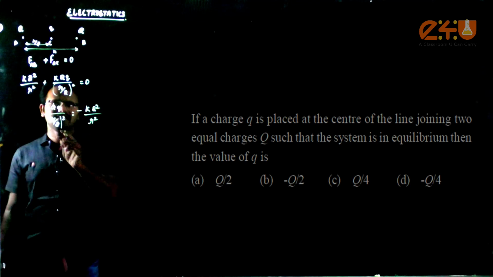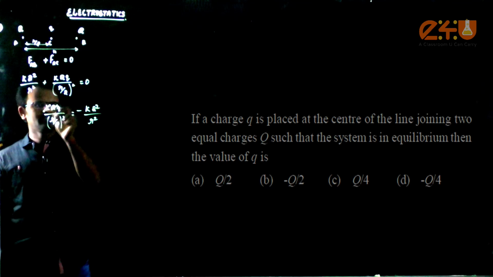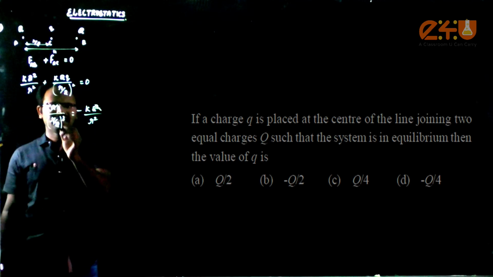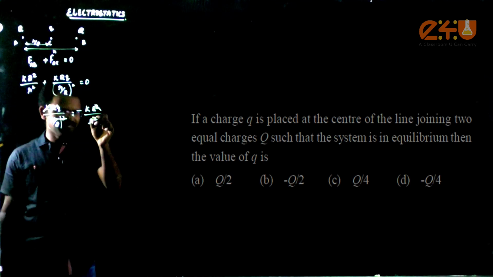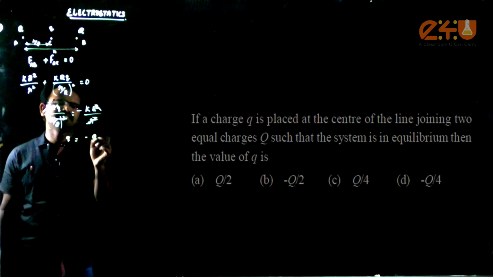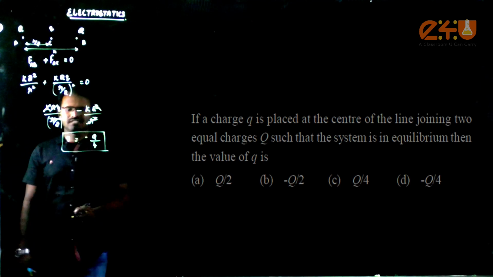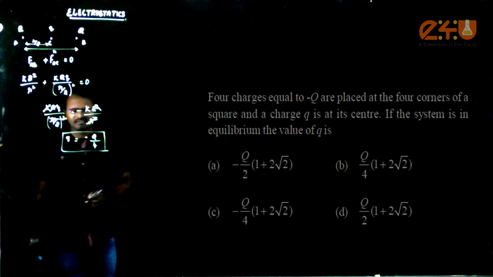Very important, when I bring one term to this side, we have to add the negative sign. K Q square will be cancelled out, and R squared will be cancelled out. 1 by 4 comes to this side, so q is equal to minus Q by 4. Okay, this is the correct answer. We will go for the next question.